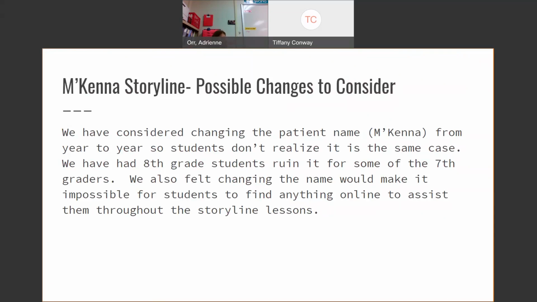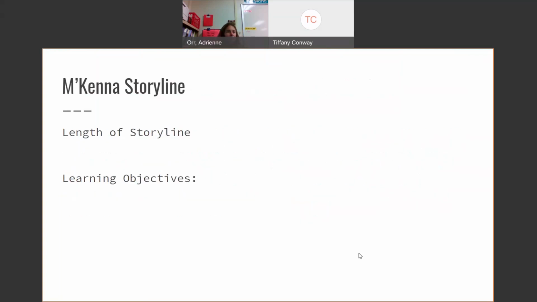We have had a kid or two actually find the storyline and be able to figure it out on day 2. So we thought, well, if we just changed the name overall and just replaced it, then it would be impossible for them to find, because it wouldn't match up with anything. So that was something that we thought, although it'd be a little tedious on all of your resources to change it, but that would be something that, like I said, we've thought about doing. If you want to skip to the next one.